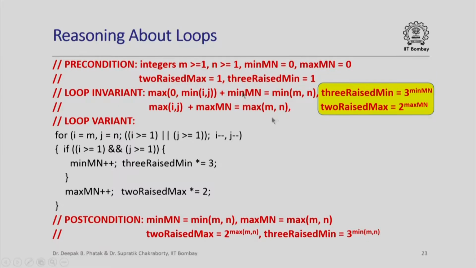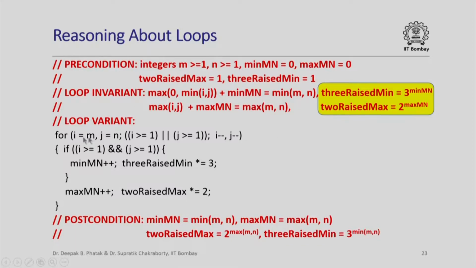And now of course what is the value of 3 raised to min and 2 raised to max? We want the value of 3 raised to min to be 3 raised to min mn, we want the value of 2 raised to max to be 2 raised to max mn, and we have just seen that when min mn becomes equal to min of mn, then of course this variable will get the value 3 raised to min of m and n, and when max mn becomes equal to the max of m and n, then 2 raised to max will become the value of 2 raised to max of m and n. So this is basically what is happening in this loop.